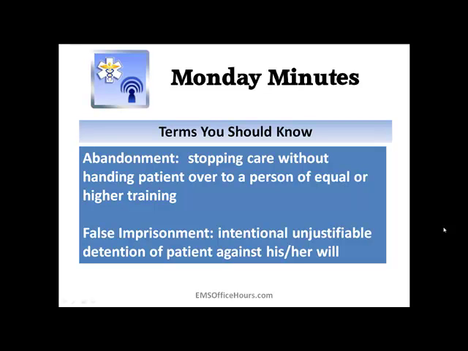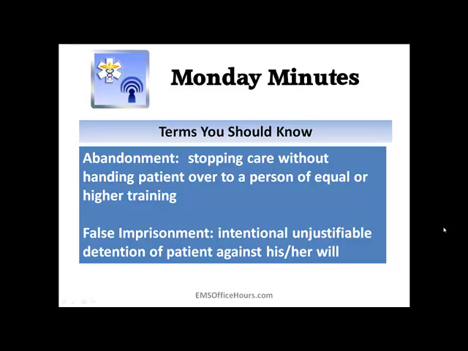Now, some other terms I think are important for you to know. You might see these on an exam where the question might say you're stopping care without giving your patient to another qualified healthcare professional, or without bringing the patient to the hospital. You just stop care and leave them on the side of the road. That is called abandonment. So abandonment is actually stopping the care without handing the patient over to a person of equal or higher training.